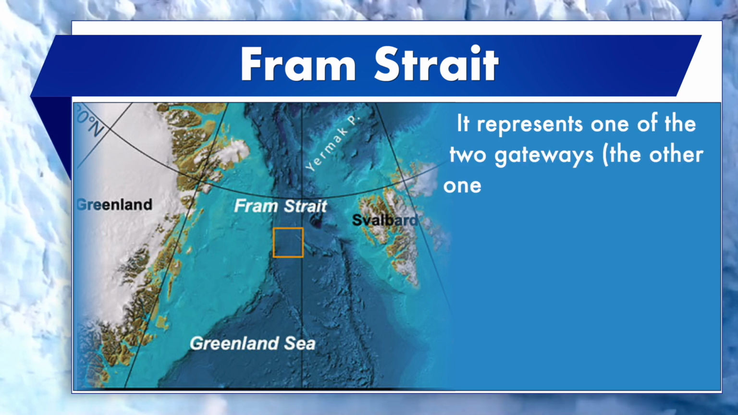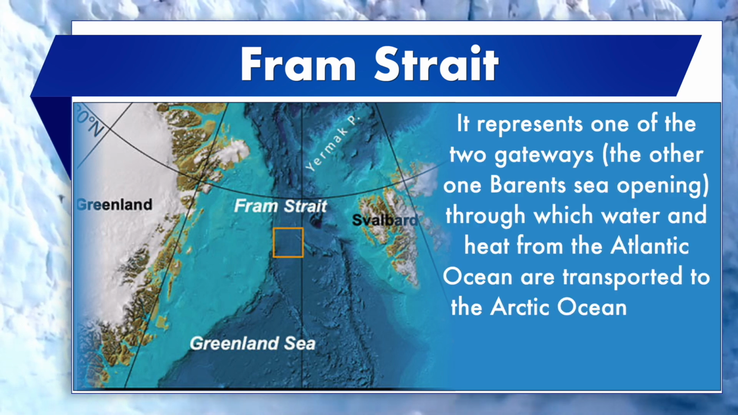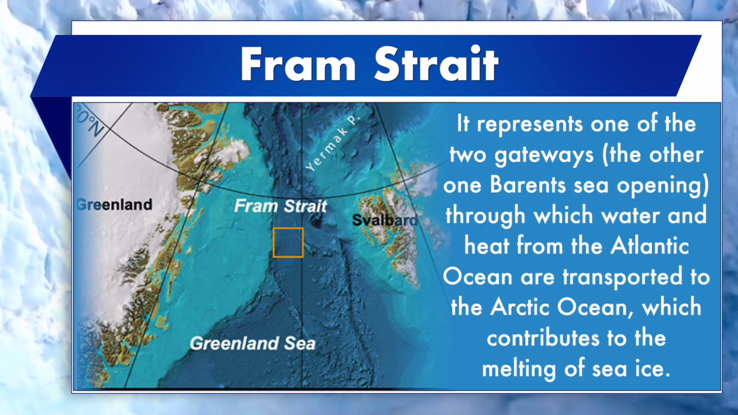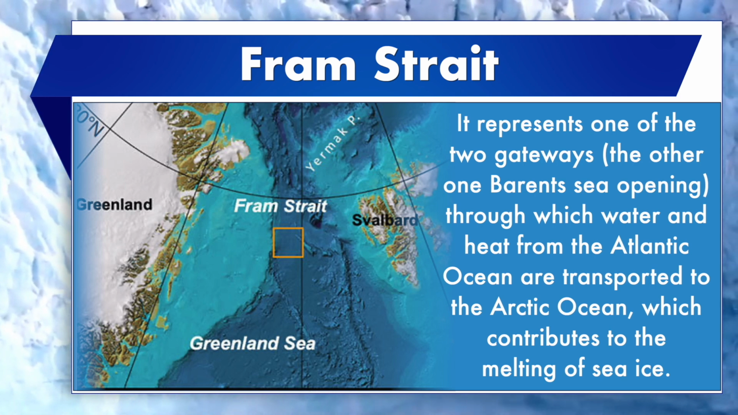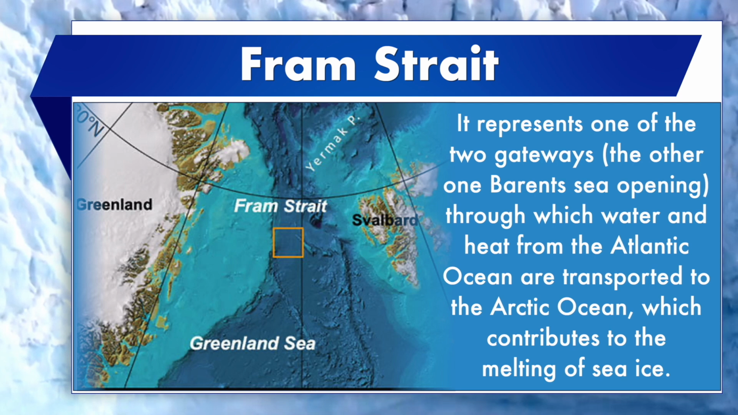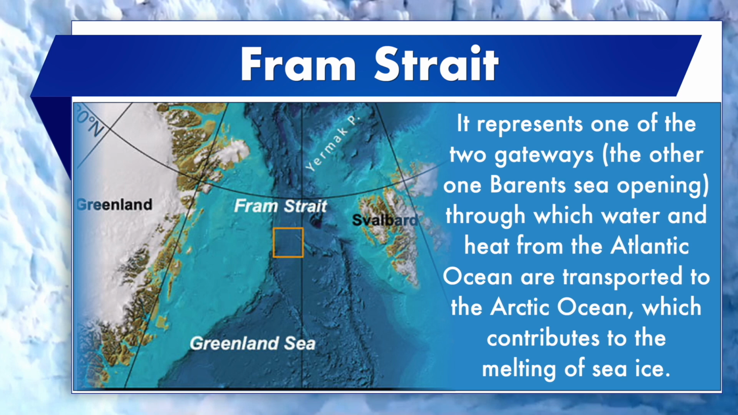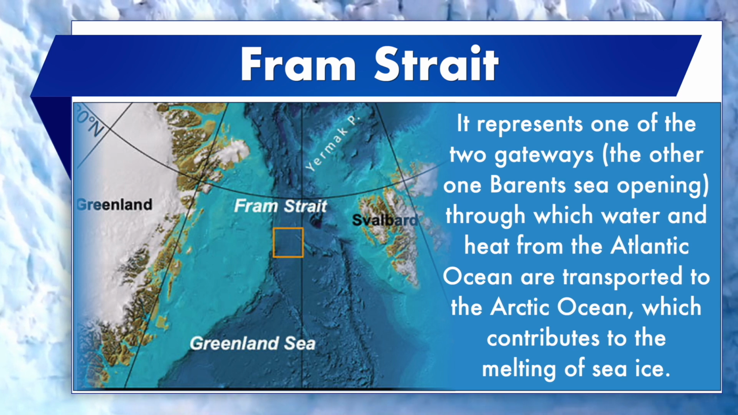Now, it represents one of the two gateways through which water and heat from the Atlantic Ocean are transported to the Arctic Ocean, which will contribute to further melting of the sea ice. And the second gateway is the Barents Sea opening, which we will discuss in the upcoming slide.